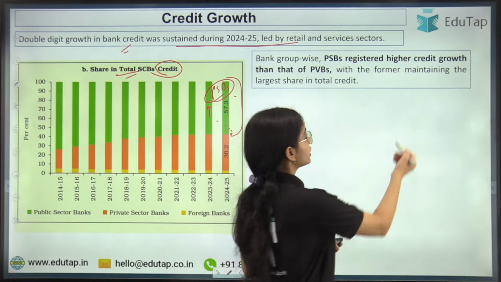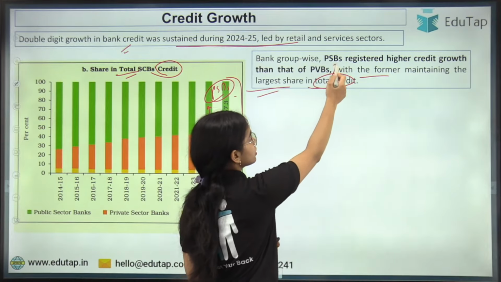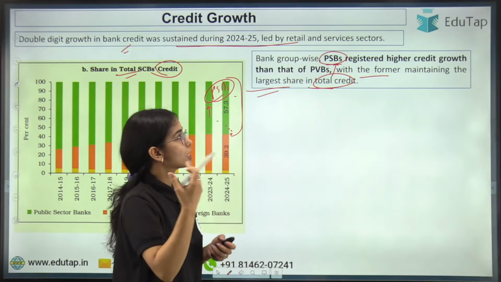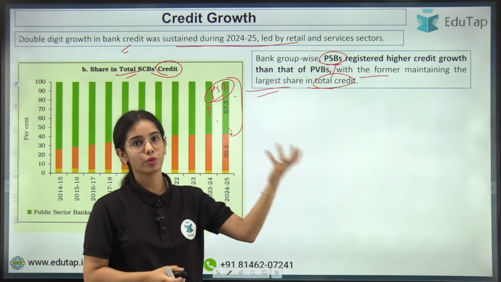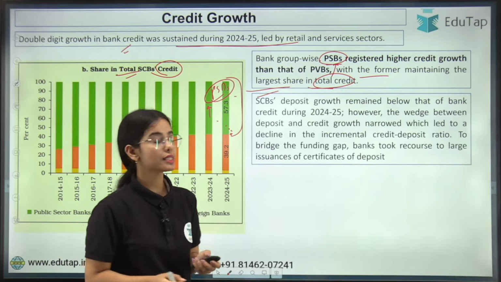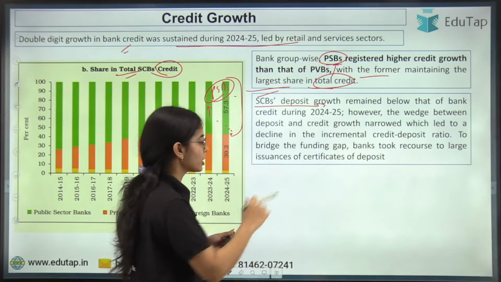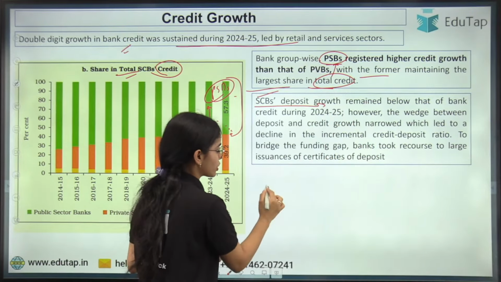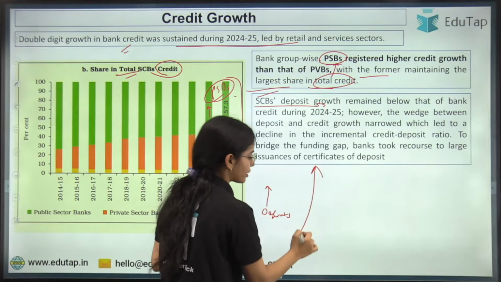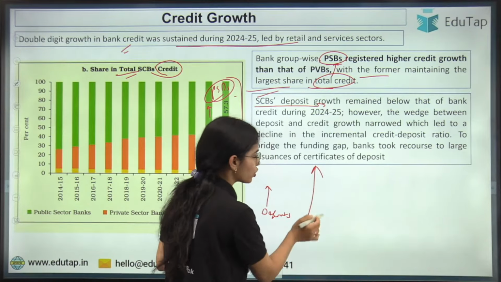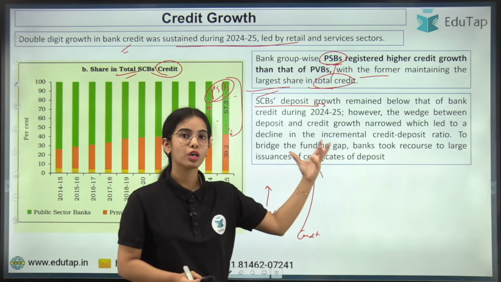Now, with the former maintaining the largest share in total credit. So the public sector banks had the largest share in the total credit, as well as they have registered higher credit growth also. Next is scheduled commercial banks deposit growth remained below that of bank credit. So basically the deposits have also grown, but the credit has grown faster, or there is more growth in the credit sector. So deposits have grown, but the credit has grown more.